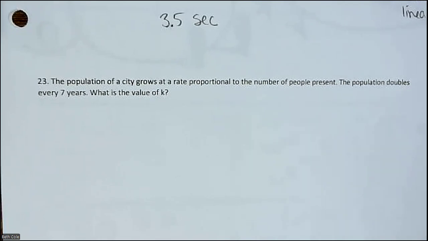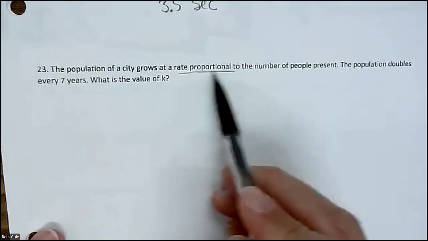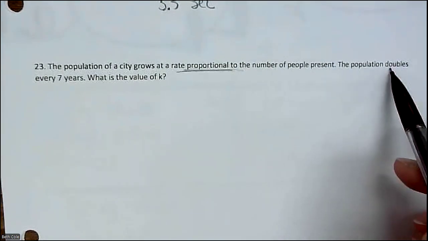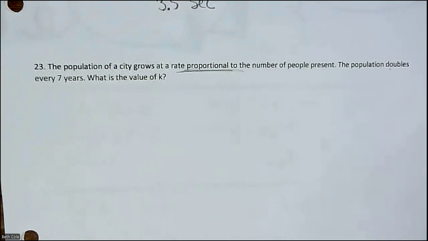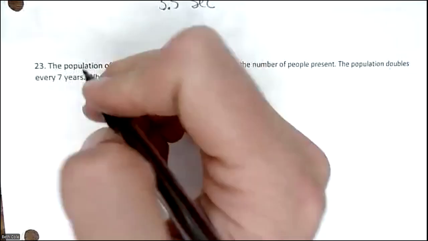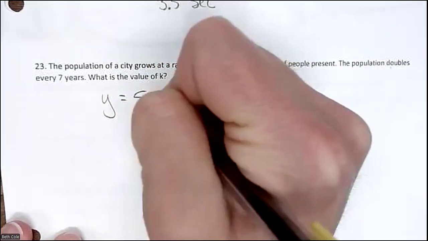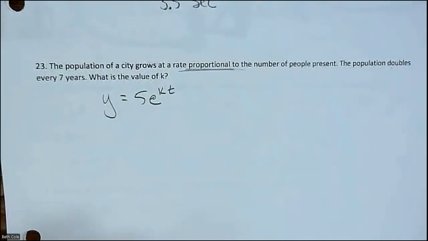Okay. The population of a city grows at a rate proportional. What does this mean? Thank you, Kurt. Okay, because it's going to be wordy, but you have to know what that means. Population doubles every 7 years. What is the value of k? They didn't tell us how much they started with. So what do you want the population to be to start with? 17. Let's go with 5. That's good. Okay. So it'll be 5e to the kt.